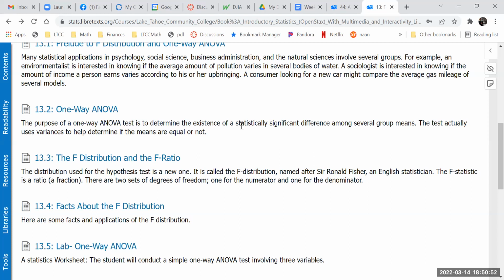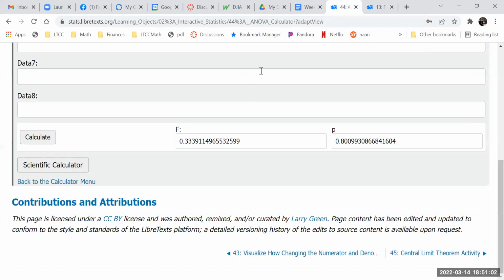There's degrees of freedom. It's pretty intense when it comes to the coding. But you don't have to worry about that. All you have to do is know that if you click on the statistics calculator, that F is shown, and that is the test statistic. So if you want four decimal places, it's 0.3339. And P, at this point, you should know what that means now.